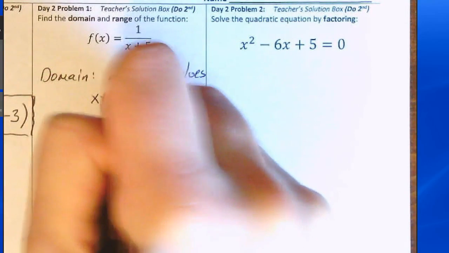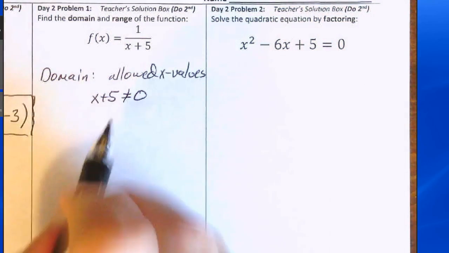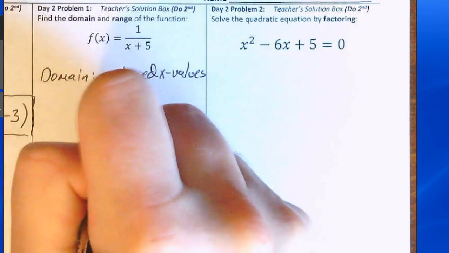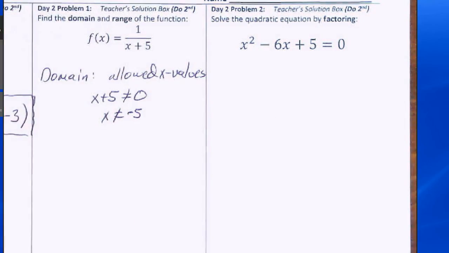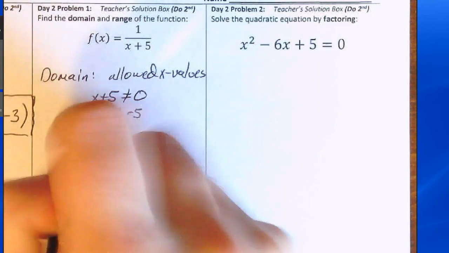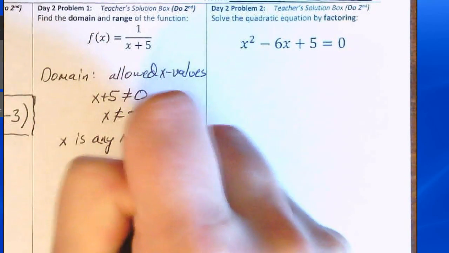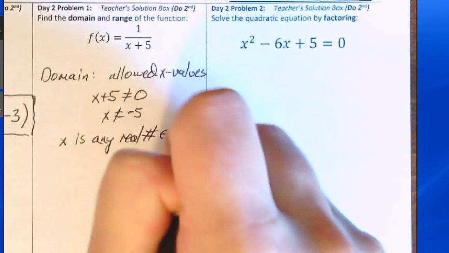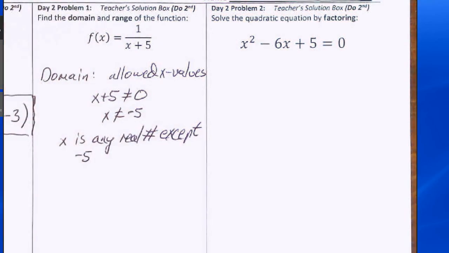We don't want it to equal 0. x plus 5 cannot equal 0. If you subtract 5 from both sides, we find that x cannot equal negative 5. x can equal any other number. So for our domain, x is any real number except negative 5. There's the domain. Now the range.